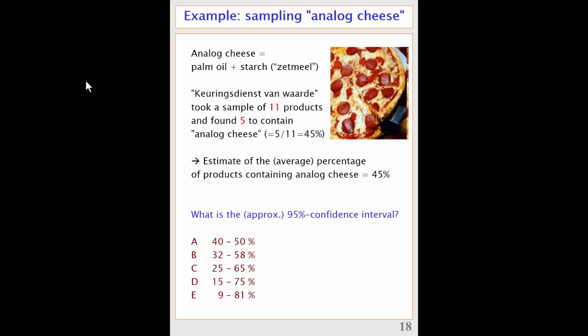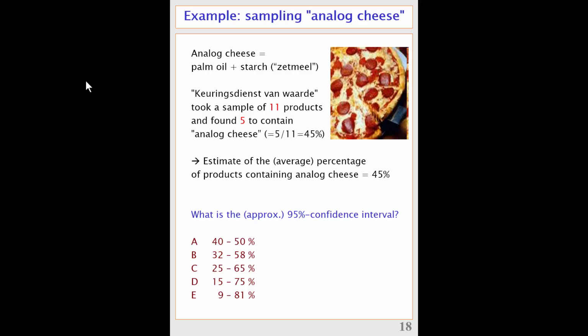Okay, this is the standard example that I use here, taken from the Dutch television program Keuringsdienst van Waarde, where they found out that in many materials in a supermarket, especially in pizzas, there is something called analog cheese, where analog cheese is actually no cheese at all. If you would have a block of analog cheese, then it looks like a cheese, whitish, but in fact there is no cheese in there at all. There are only two things in there, palm oil and starch.